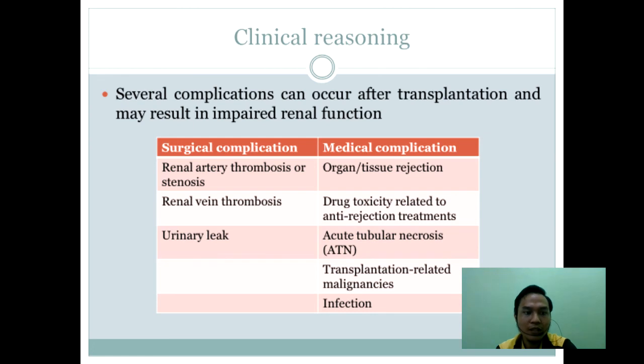Moving on to the clinical reasoning. Several complications can occur after transplantation and may result in impaired renal function. The complication can be surgical complication or medical complication. Surgical complications include renal artery thrombosis or stenosis, renal vein thrombosis, and urinary leak. Medical complications include organ or tissue rejection, drug toxicity, acute tubular necrosis (ATN), transplantation-related malignancy, and also infection.